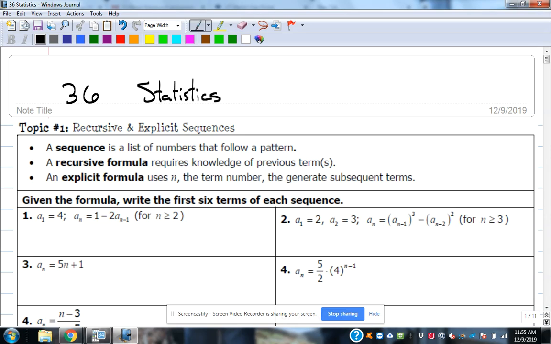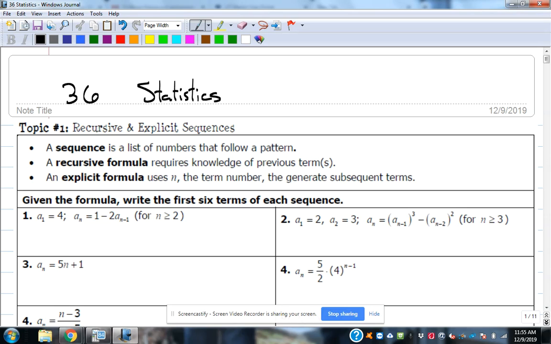Well, as you progress a little further, you get into writing formulas for those sequences. And there's 2 different types of formulas that we'll deal with. One is called a recursive formula. And with recursive formulas, what that means is you're going to have information about the previous terms. Recursive, you have to have information about the previous terms. So you have to have either the very first term or the 2 previous terms, depending on what the formula requires.